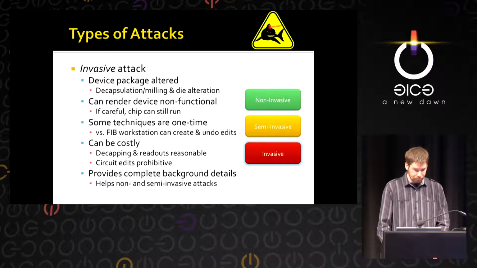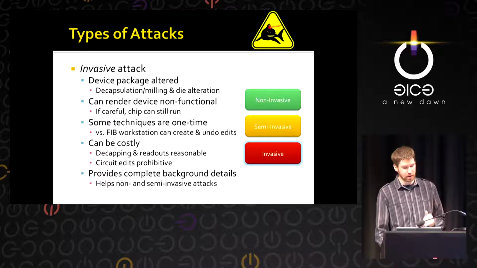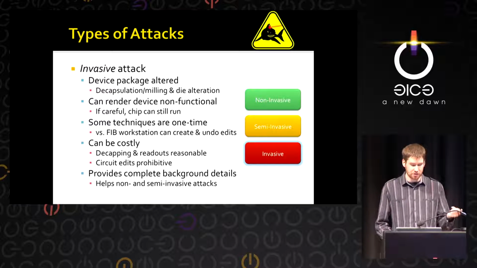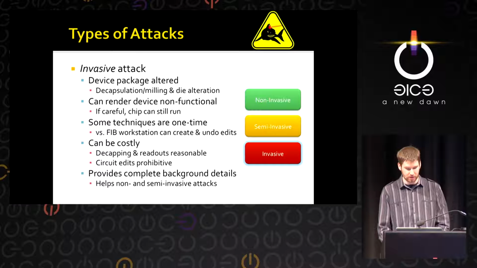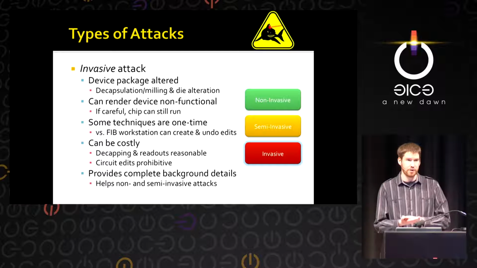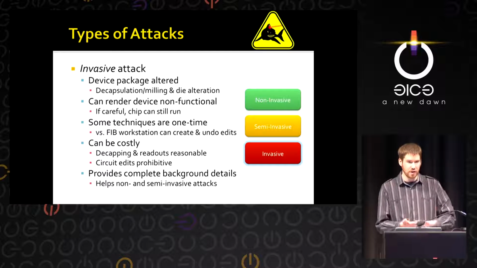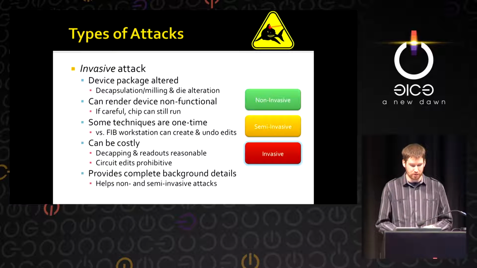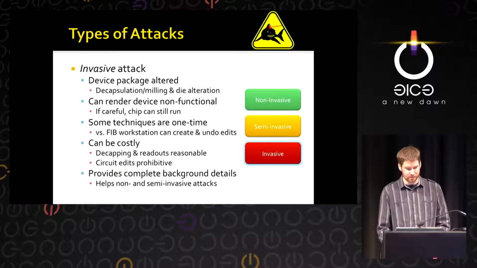So now the highest notch, the most complicated type of attack, is the invasive attack. This is where you not only have the decapsulation and milling of the semi-invasive, but now you also have die alteration itself. So the actual little chip part of the microchip, and you can render the device non-functional with this process. For example, if you're trying to image the device layer by layer, obviously you're etching away materials, so once that layer is gone, it's gone for good. So you'll want to have many samples available so that you can image the device like that.